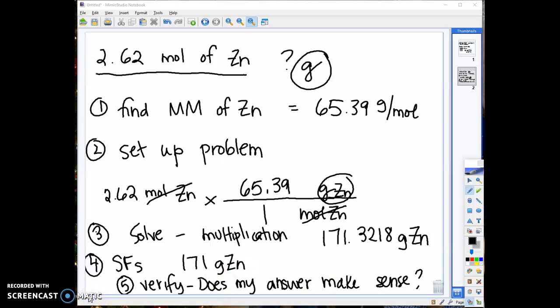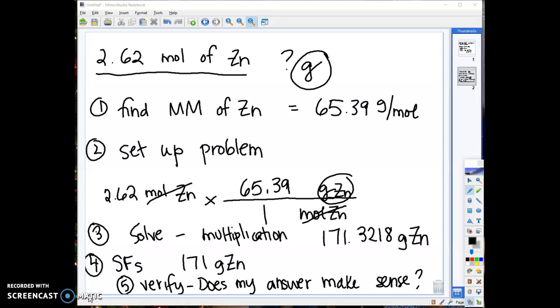So I have to look and see if my answer makes sense. When I look at what I was given, 2.62 moles, and my molar mass, approximately 65, I do a little quick math. If I have 2.62 moles of zinc and 1 mole of that has a mass of 65, then I can expect 2.62 moles to have a mass of somewhere between 130 and 200 grams. My answer is 171. So yes, my answer makes sense in the context of the question.